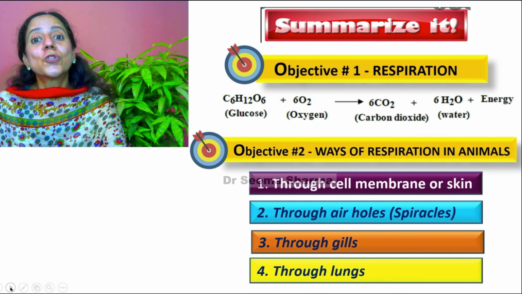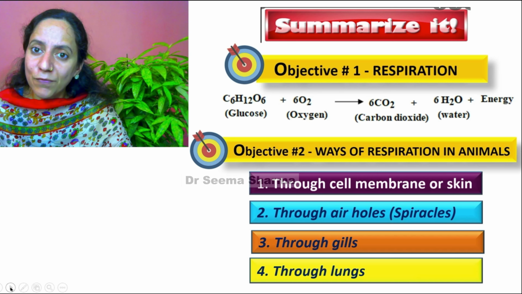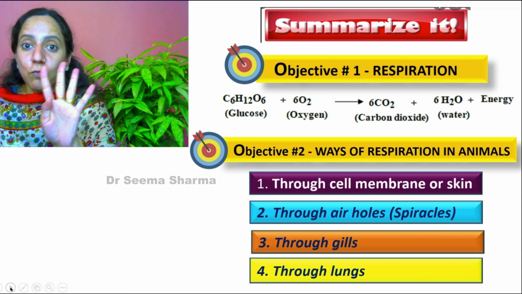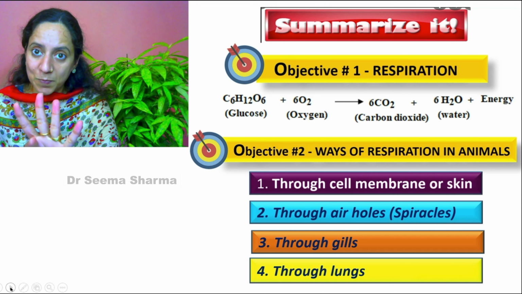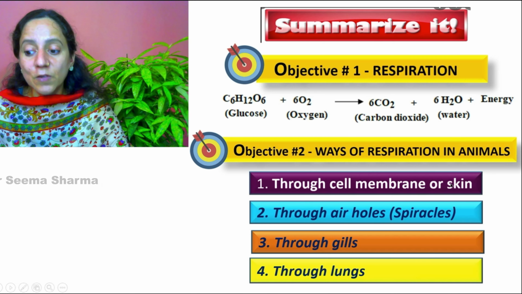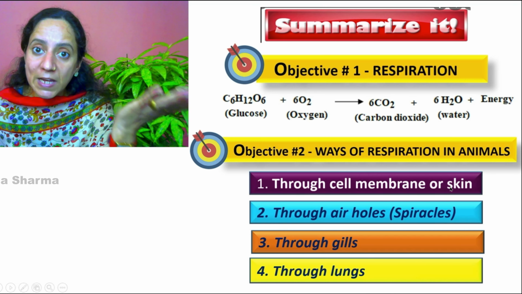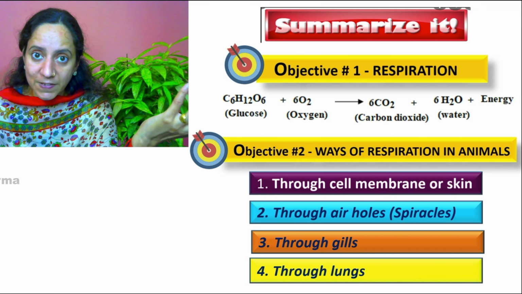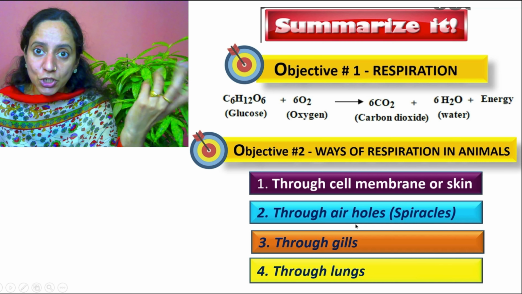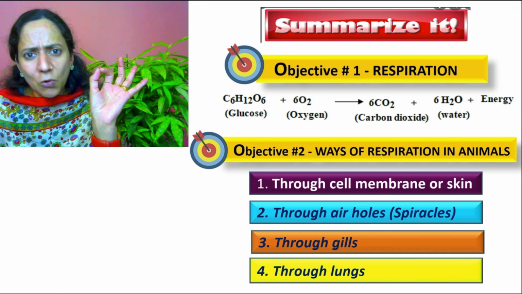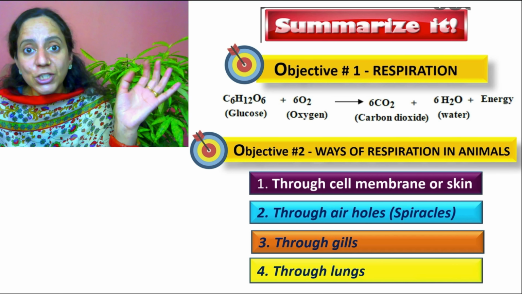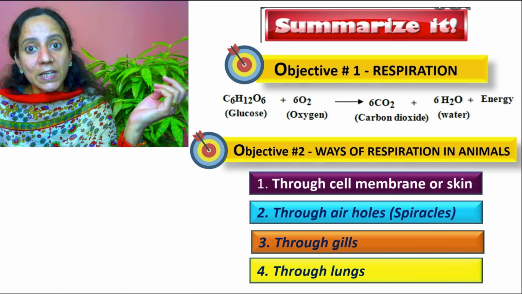Second objective was to know about different ways of respiration in animals. So here you came to know about 4 basic ways of respiration in animals, right from unicellular organisms, where you have seen that exchange of gases takes place through the cell membrane. In case of grasshopper and cockroaches, you have seen that they have special holes called spiracles through which exchange of oxygen and carbon dioxide is taking place.